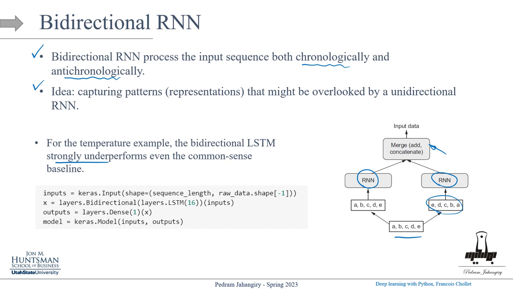So, how can we construct it? The input layer is pretty much the same. We're going to use this Bidirectional layer from Keras, and we're going to use LSTM, each with 16 nodes, and that's it. Then we generate the dense layer for the outputs and build the model. And that's pretty much it.